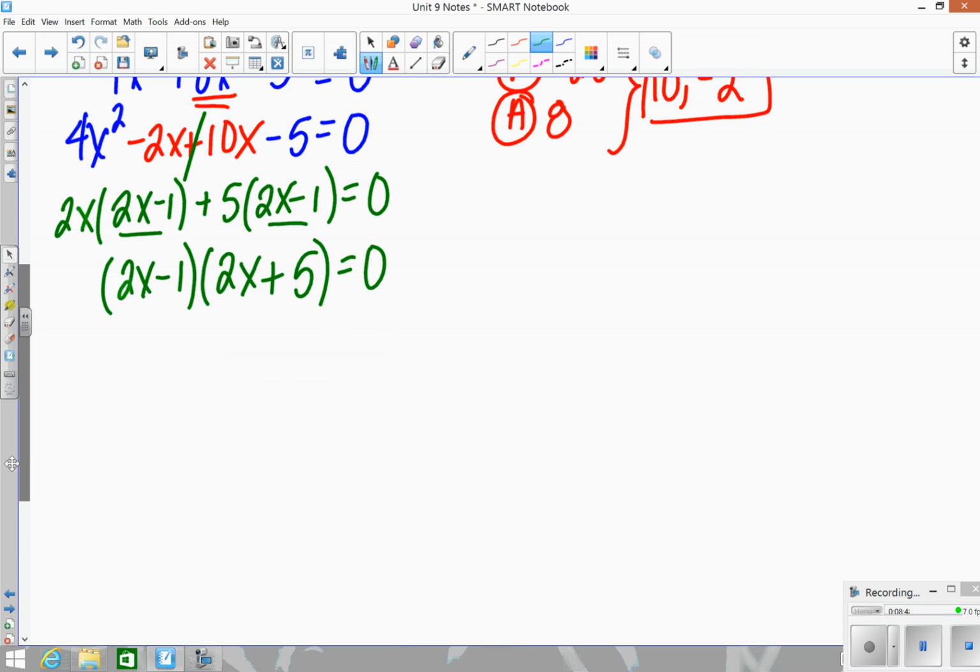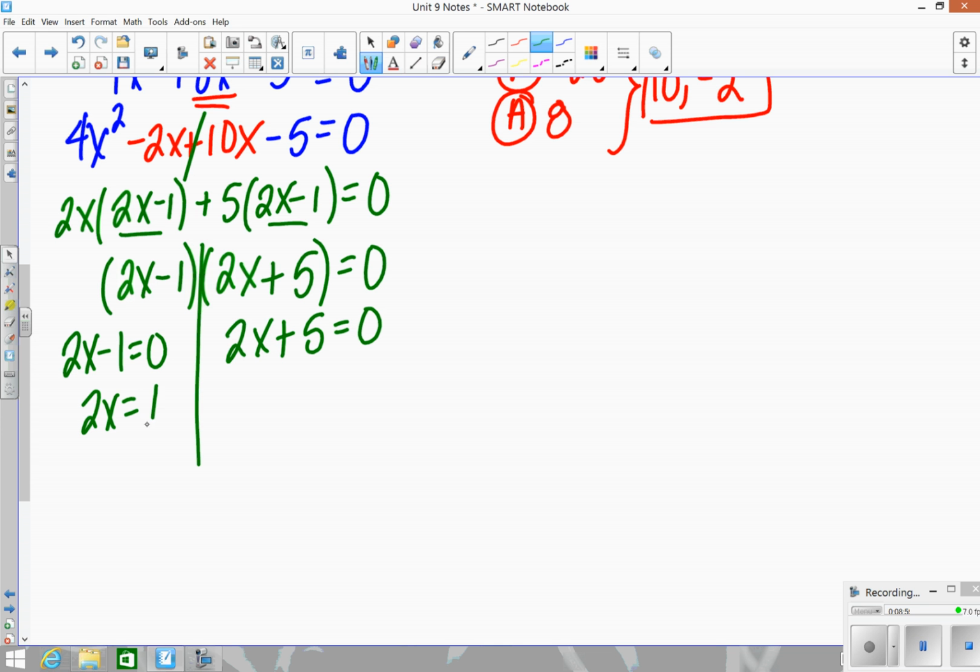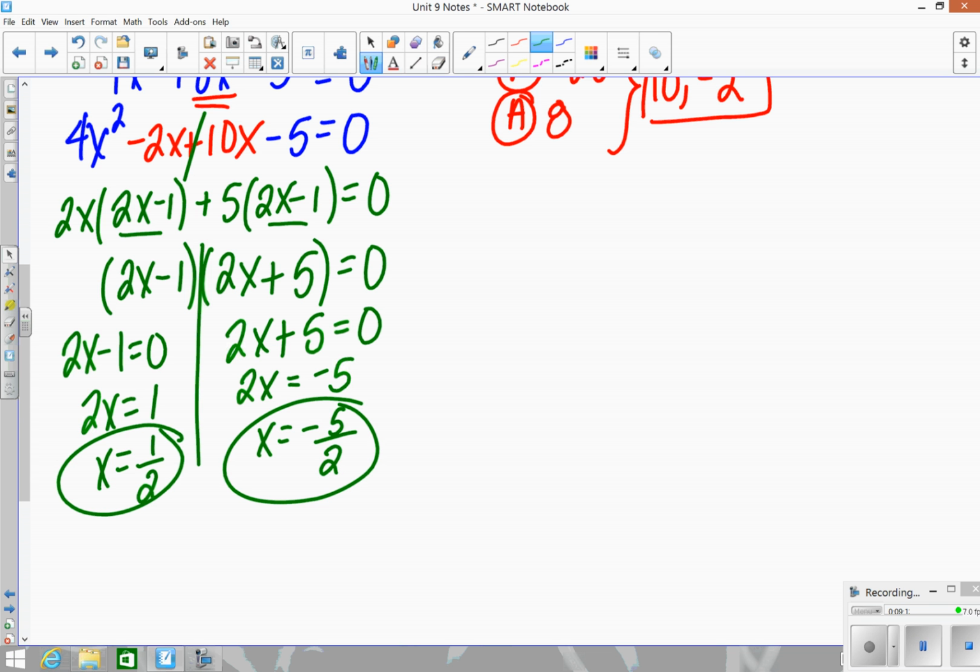Now that you have two things being multiplied to equal 0, you can set each piece equal to 0 and solve each of these. So we get x equals 1/2. Bring the 5 over on this one, divide both sides by 2, and we get x equals negative 5/2. So here are my two x values, but now remember, we have to find the y values. So the last step here is to find the y values.